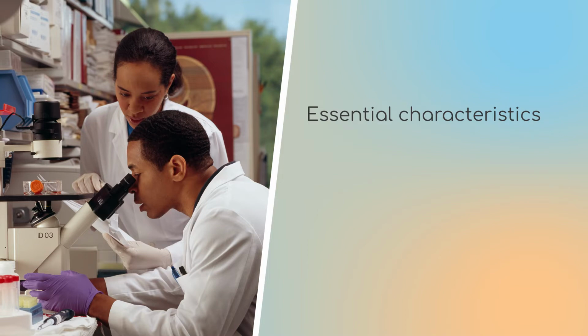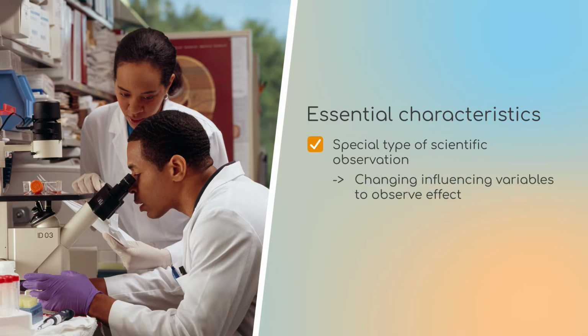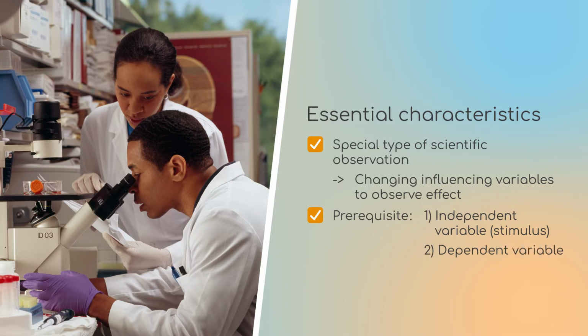A scientific experiment is a special type of scientific observation. Unlike non-experimental observations, experimental observations involve changing influencing variables under controlled conditions and thus actively intervening in the research situation. The prerequisite for an experiment is the presence of at least two observable factors, so-called variables, an independent variable that is arbitrarily modified to test its effect, and a dependent variable that is deliberately influenced.